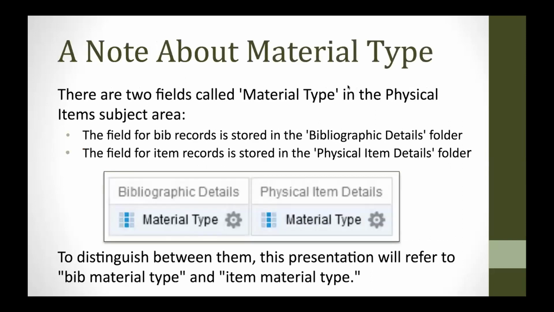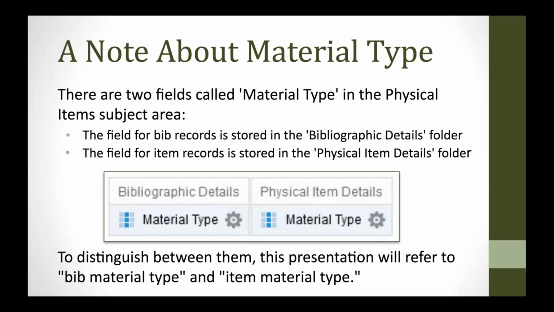Just a note about material type. There are two fields called material type in the physical items subject area. There's a field for bibliographic records, which is in the bibliographic details folder. And there's another field called material type that's in the physical item details folder. So these are named the same, and they're in the same subject area as well, which is also confusing.